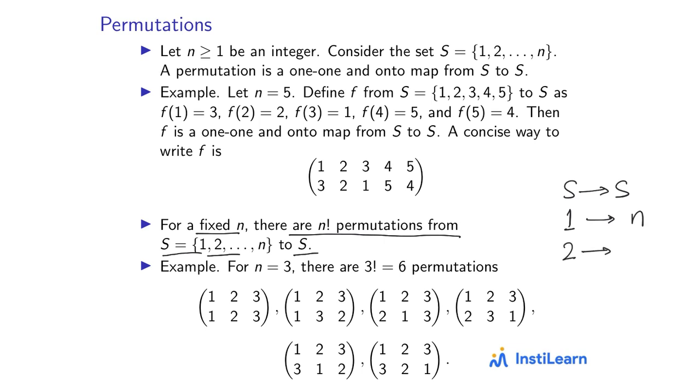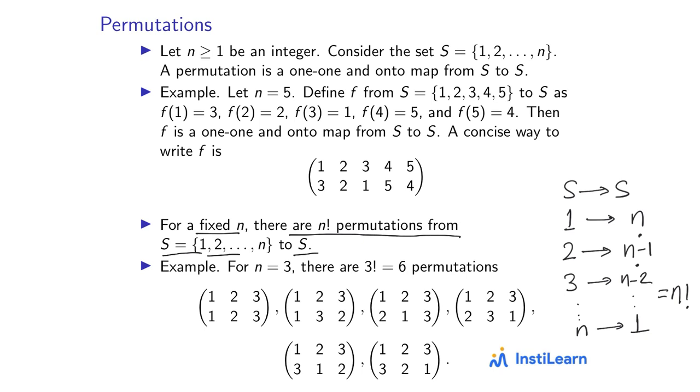So for 2 now, since you have mapped 1 to some number already, you have n minus 1 choices. Similarly for 3 you have n minus 2 choices, and when you go till n you are only left with one choice. So if you multiply n times n minus 1 times n minus 2 till 1, you get n factorial. So there are a total of n factorial permutations from the set S to S, where the size of S is n.